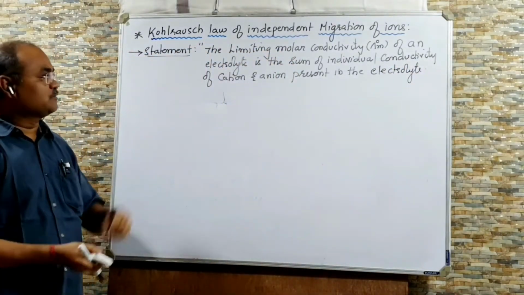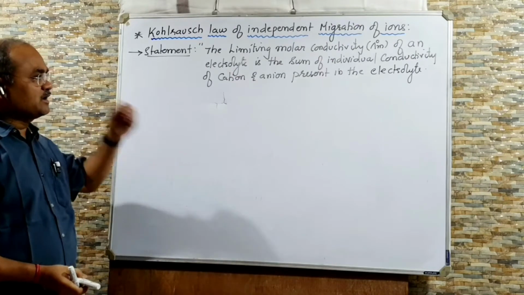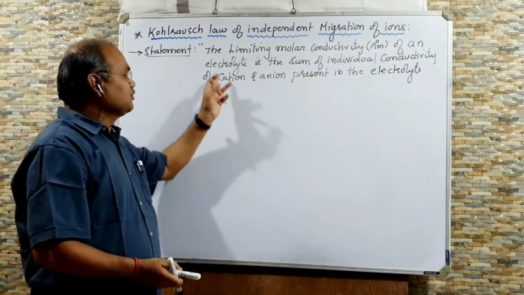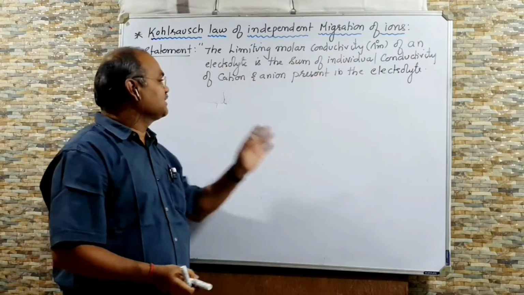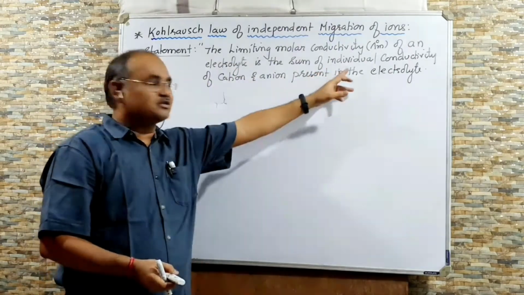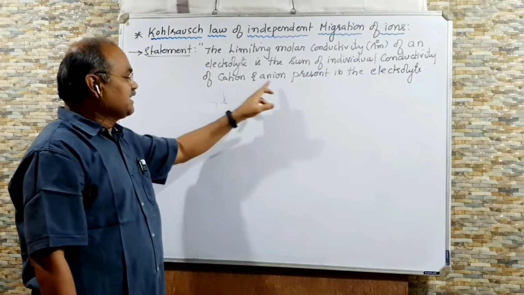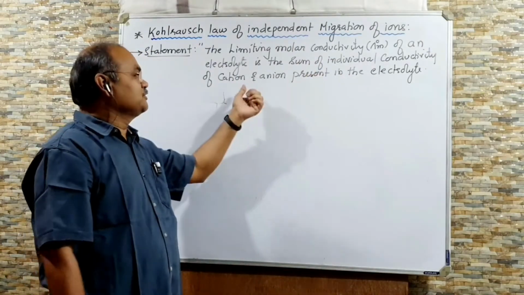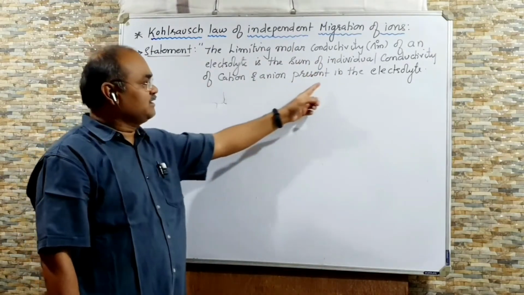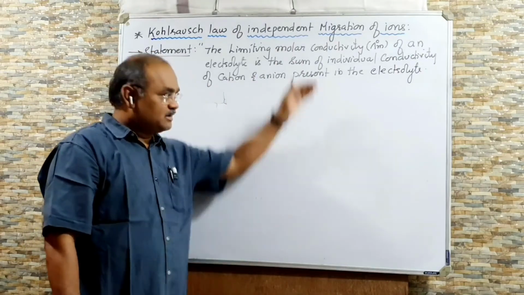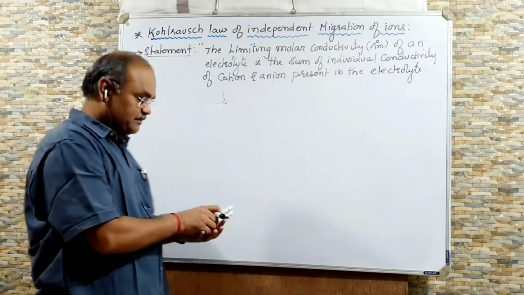So now what is the meaning of this? Limiting molar conductivity lambda m0 of an electrolyte is the sum of individual conductivity. Instead of individual you can write ionic conductivity. Why? Because it is cation and anion. So instead of individual you can write ionic conductivity of cation and anion present in the electrolyte. Now let us understand the meaning of this definition.